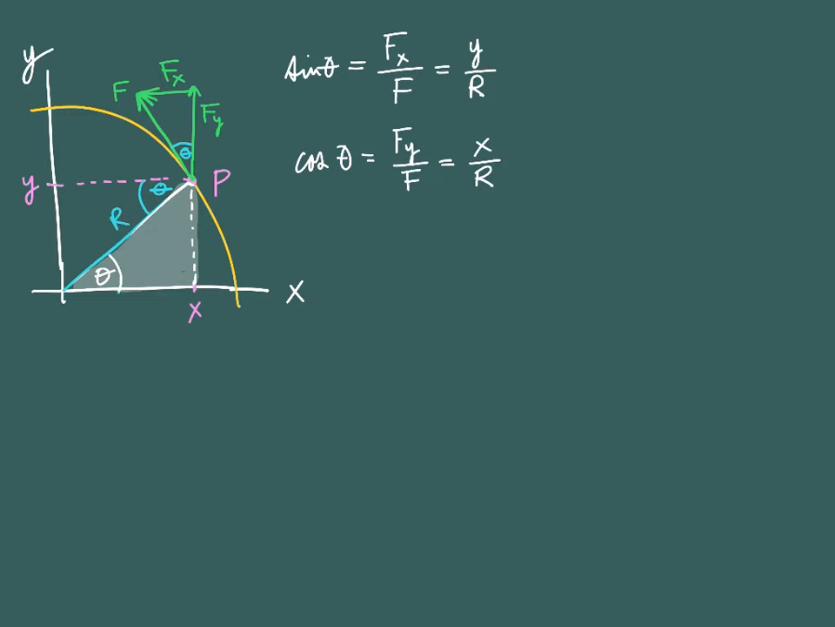Okay? This means we get some things out of this. For one, this means the x component of force ends up being F sine theta, which is also F times y over r. The y component of the force ends up being F cosine theta, and that's going to be force times x over r.